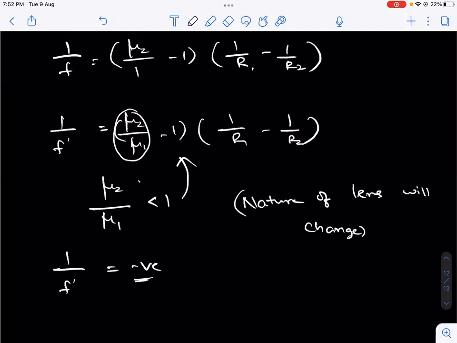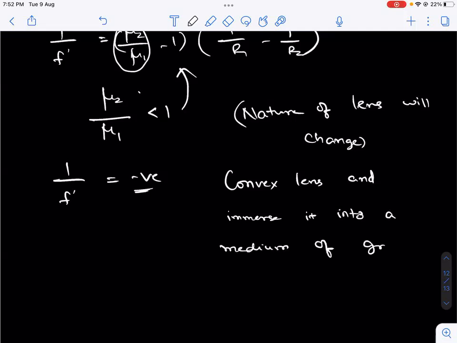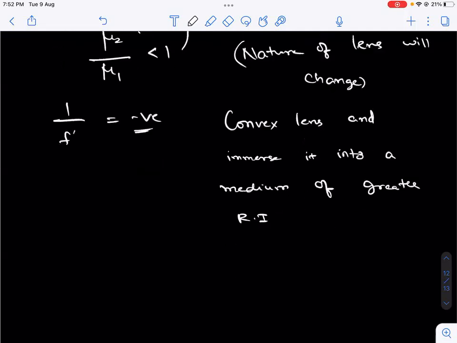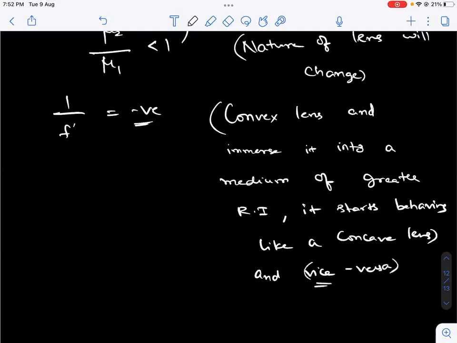Are you able to understand what I'm trying to say? Means, if you take a convex lens and immerse it into a medium of greater refractive index, it starts behaving like a concave lens and vice versa. Is that clear?